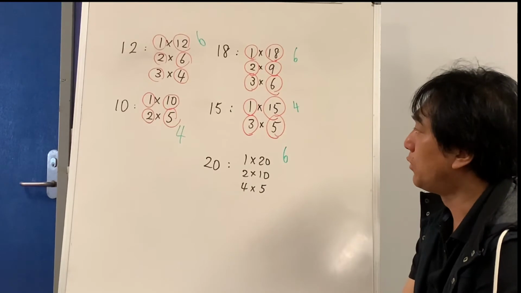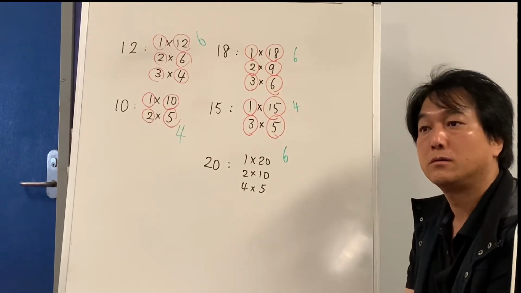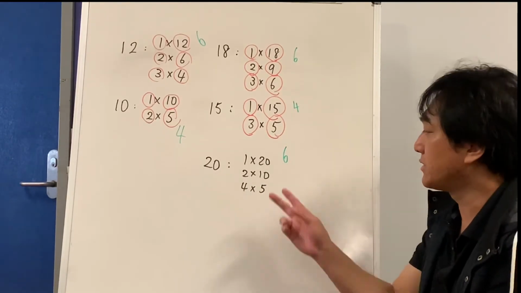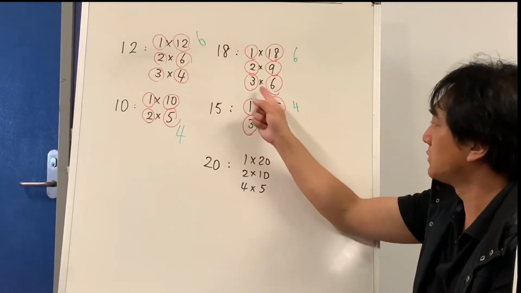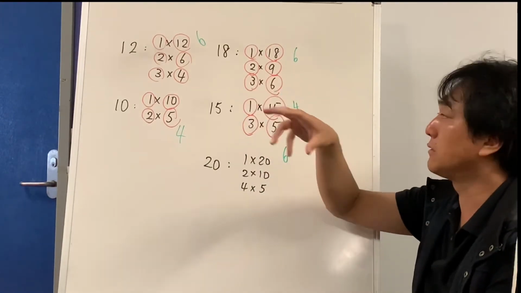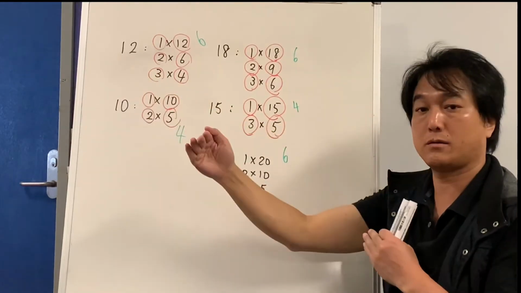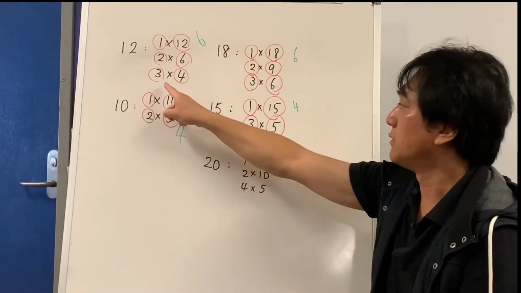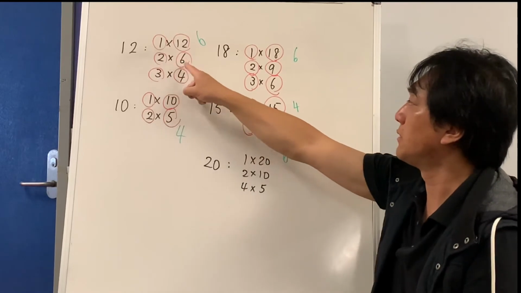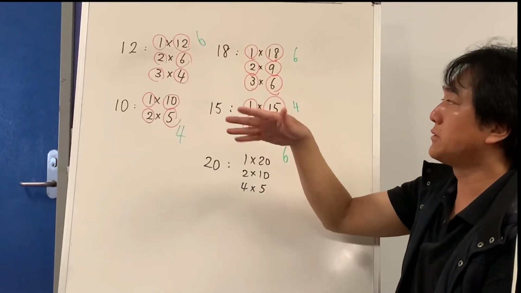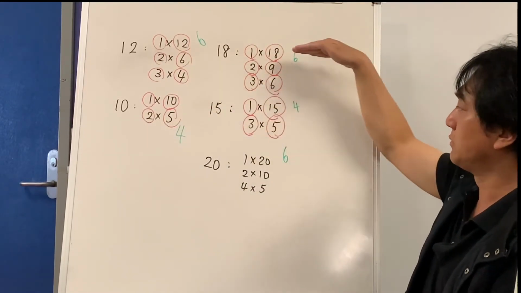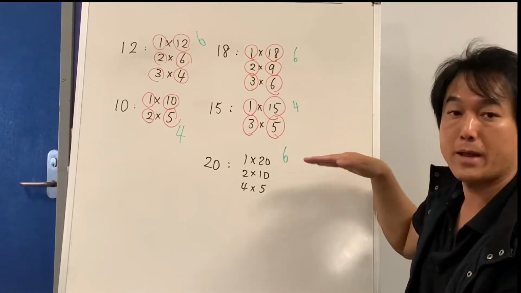Now, they're all even numbers. It sort of makes sense because we have pairs. When you think of two numbers that make 12, remember the drawing we did? It always has a pair of numbers, so the factors all come in pairs.